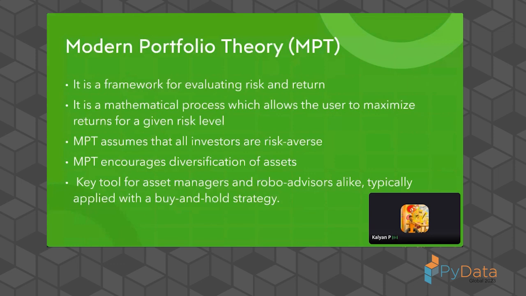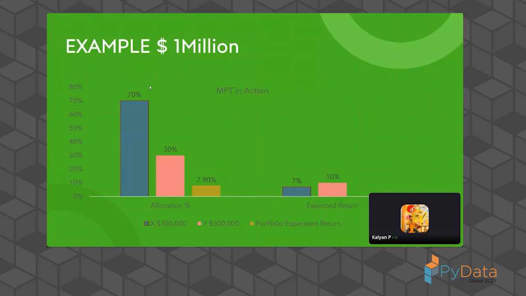And when it comes to industry, it's a key tool for a lot of asset managers and robo advisors, because they use MPT to build their buy and hold strategies. So that's powerful, and it is used in real time as well. To explain MPT in a very simple way, here is a simple example where you can try to understand the MPT process.